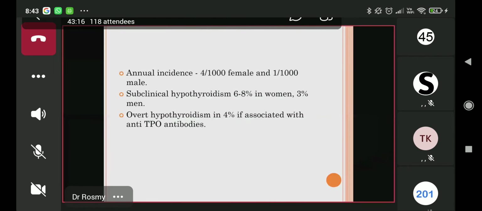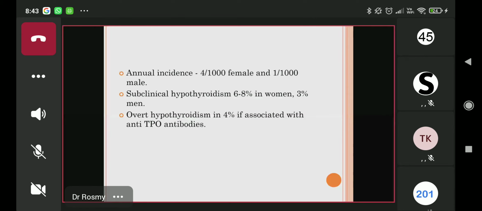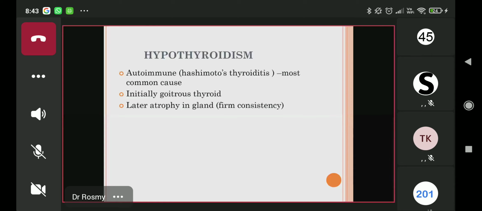So the first thing we are going to know is, we have learned a lot about hypothyroidism. Now, how does hypothyroidism come to us in the OPD? As we all know, Hashimoto's thyroiditis is an autoimmune condition and it is the most common cause of hypothyroidism. Initially, the gland is goitrous. Goiter is nothing but an enlarged thyroid gland. Everybody has a thyroid of normal size, but that increases in size and you are able to see it. That is called a goitrous thyroid gland.